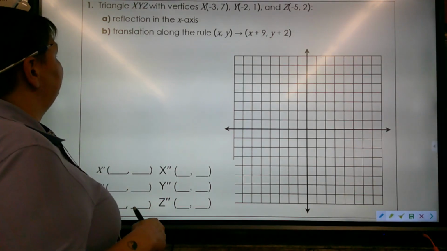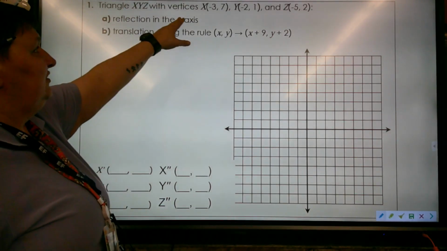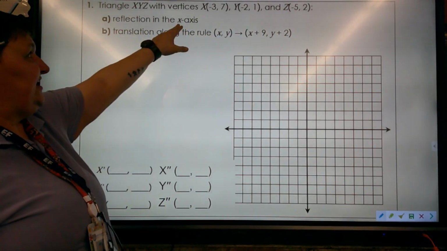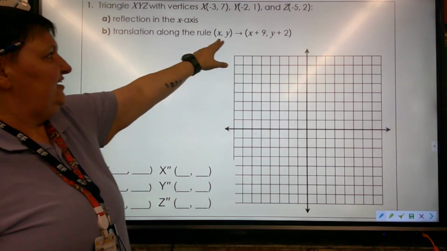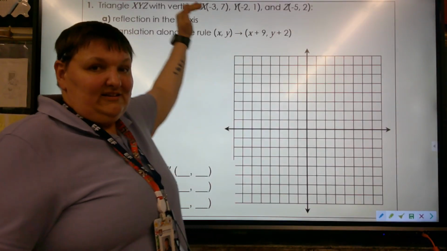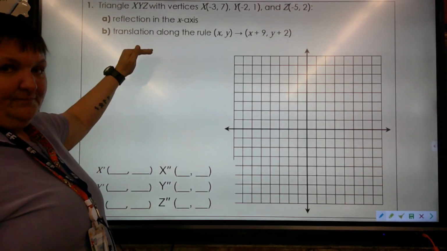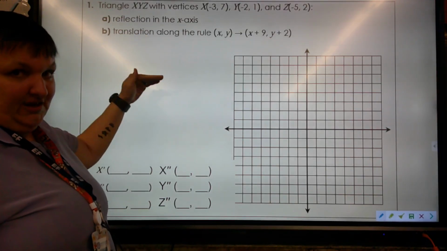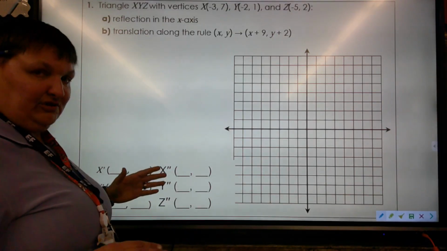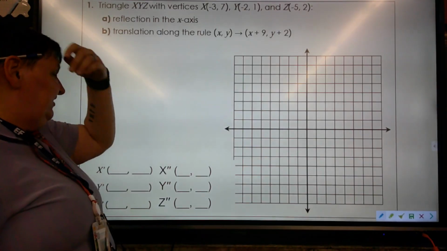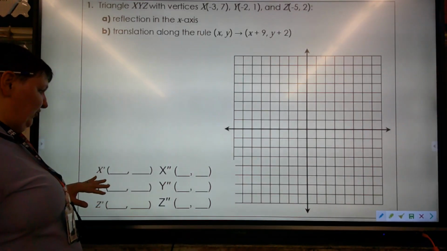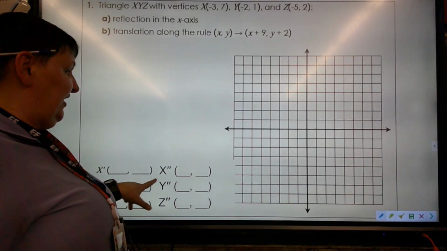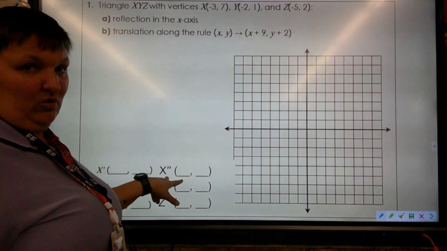Okay. So, triangle, these are my vertices. We're going to reflect over the x-axis, and then we're going to translate 9 to the right and 2 up. Yes, you have to do them in order. If you do them out of order, the shape ends up being in a very different location. All right? And this one is asking for prime and prime prime. So we're going to have all 3 on there, and we have to have prime and prime prime's coordinates.